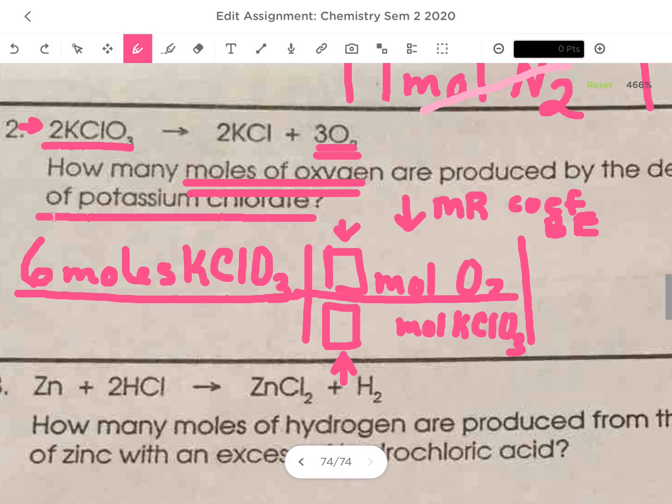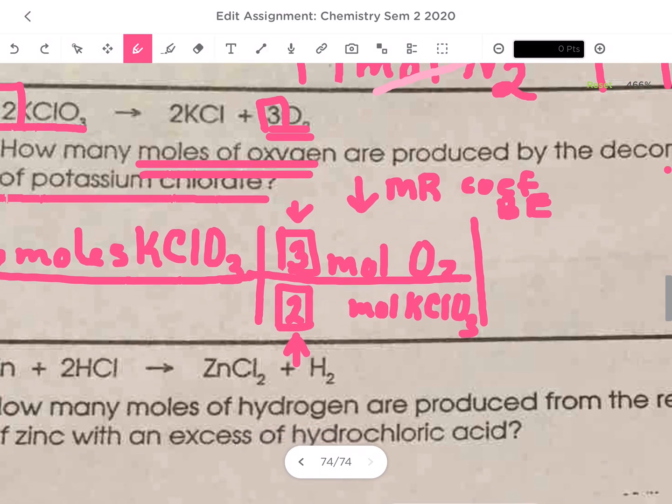Okay, so we are going to look. What is the coefficient in front of KClO3? It is a 2. So we're going to put a 2 here. What is the coefficient in front of the oxygen? 3. Okay. What cancels out? Now we are in moles of O2, and that's what we're trying to find from up here.